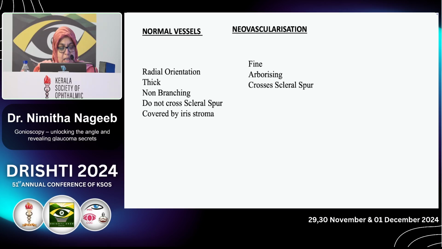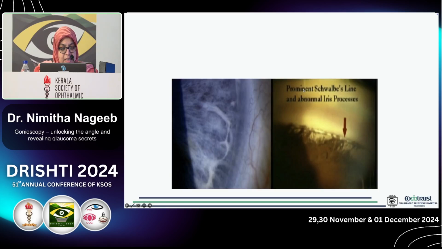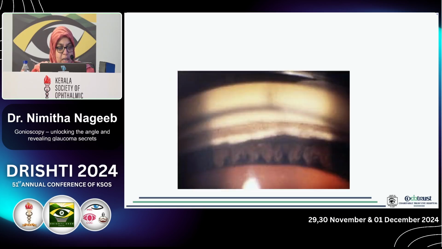The new vessels are usually fine, arborizing, and usually cross the scleral spur. So here you can see that there are fine new vessels seen in the gonioscope. This is a gonioscopic picture where you can see prominent iris processes and Schwalbe's line seen. That is indicative of Axenfeld anomaly.